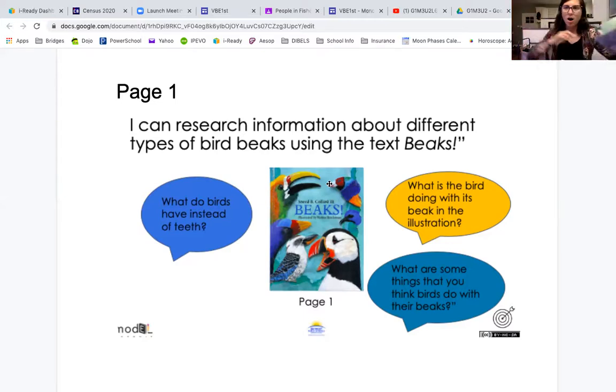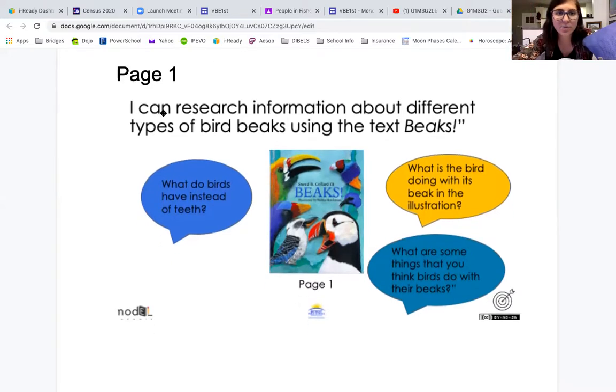If you look at my screen right here, you can see me up in the top right-hand corner. But let's take a look at page 1. It says, I can research information about different types of bird beaks using the text Beaks. So that's our learning target. Within the learning target, let's take a look at this first bubble on the left-hand side.